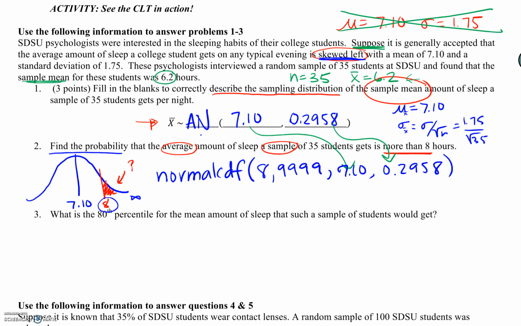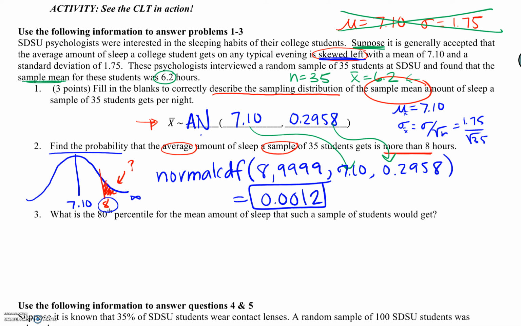Crap ton of 9s, 7.1. And you could even do the calculation for the standard deviation in your calculator as part of this. It'll do both. So 0.0012. So very unlikely that the average amount of sleep is more than 8 hours if we're looking at 35 students.